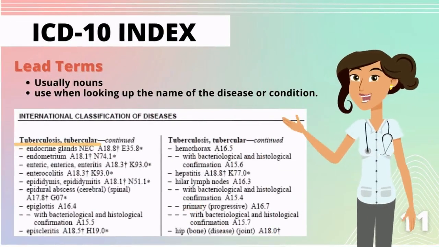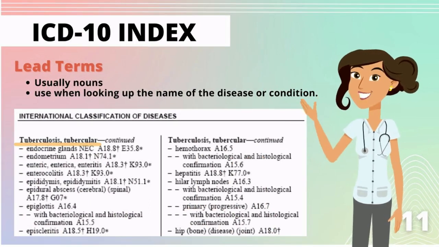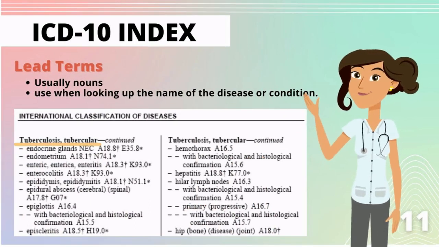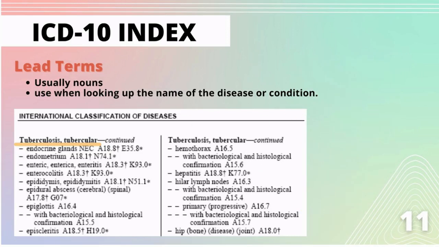Now let's discuss the ICD-10 index structure. Lead terms. It is positioned to the far left of the column and usually are nouns. It is also used when looking up the name of the disease or condition.